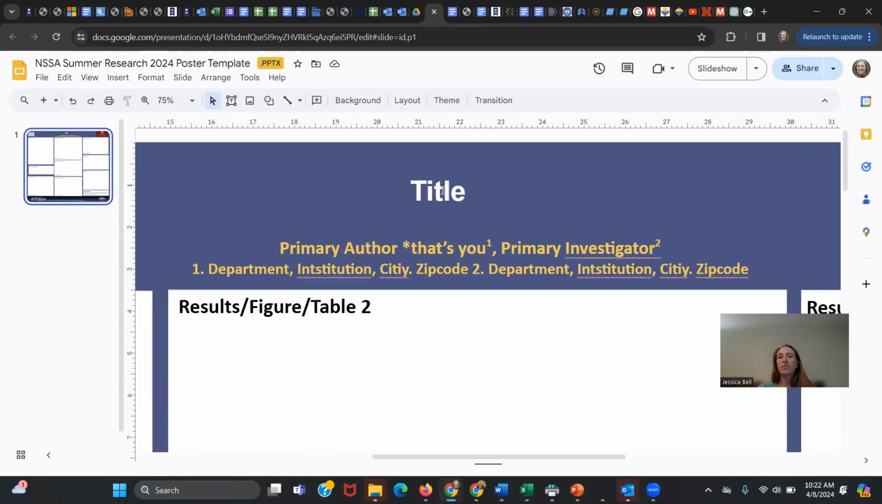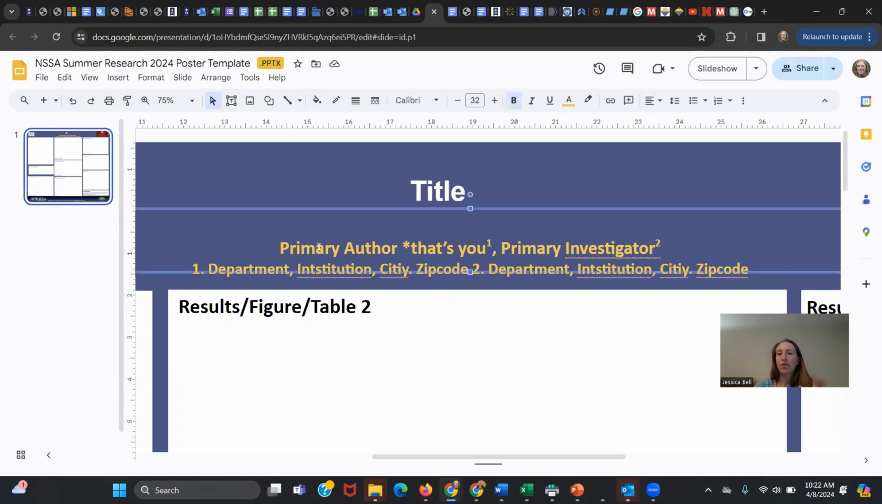So don't worry about the title. The first person on the poster for the authors is going to be you. When you read different articles, journal articles, whatever you're looking at, that first person is the one who does the majority of the work and writes the research, okay, and writes the paper, writes the poster. So they're doing the majority of the work.